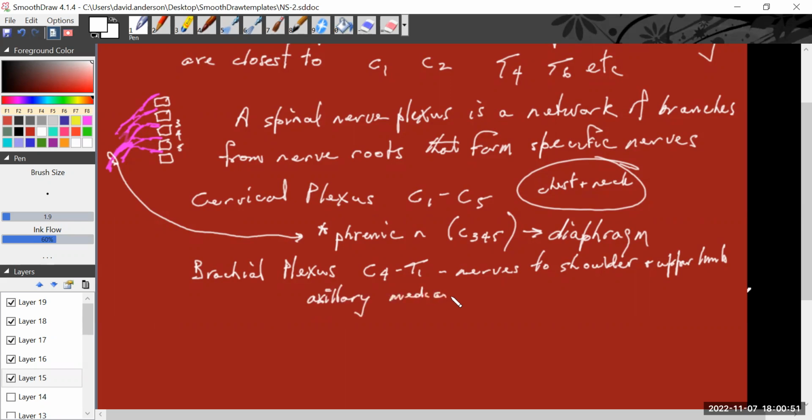Median, radial, ulnar nerves. You're familiar with radial and ulnar nerves. They're going to travel down on the radial and ulnar sides of the forearm and other ones along those lines. So these ones are important for motor activity and sensation from the shoulder and the upper limbs. Basically, if it travels through an area, it's going to supply the muscles in that area.